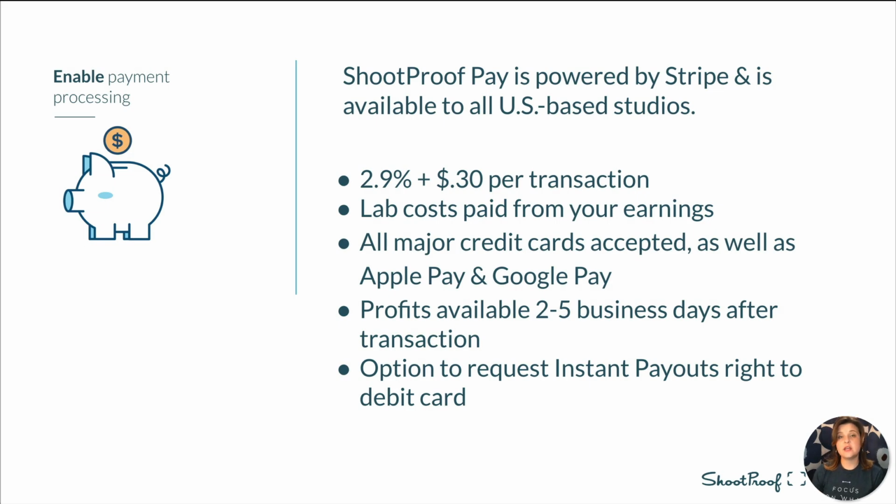So ShootProof Pay is powered by Stripe and it is available to our US studios. It's a credit card processing fee of 2.9% plus 30 cents per transaction, which is the standard fee. The lab costs are going to be paid from your earnings. So they're going to be paid from what we collect from the client.